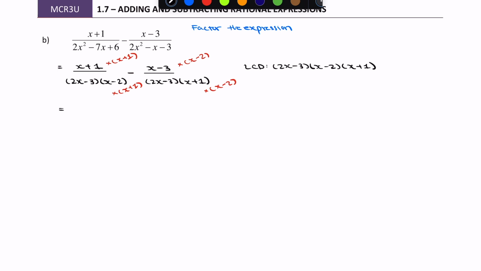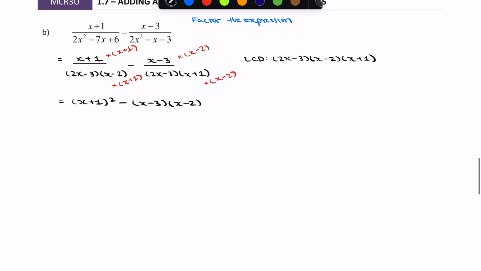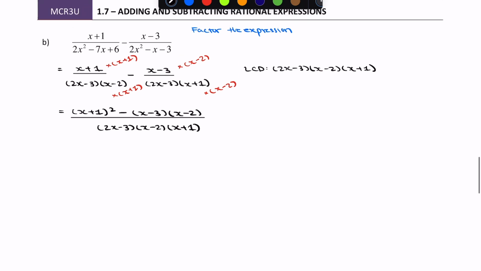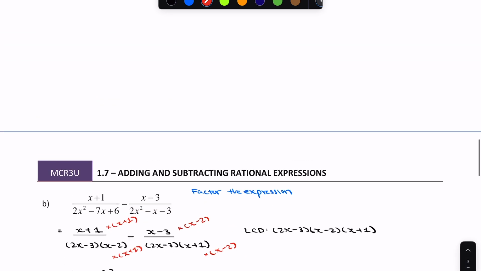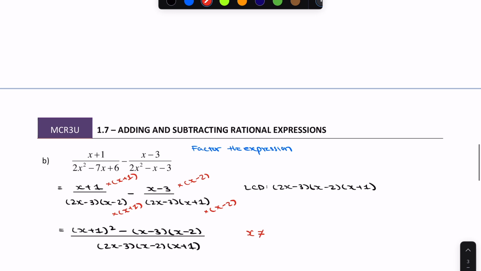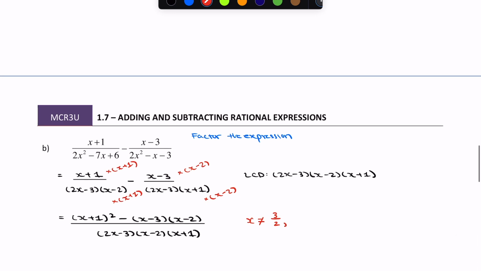So we can rewrite this as x plus 1 times x plus 1, which would be x plus 1 squared, minus x minus 3, x minus 2. And that's all over the lowest common denominator of 2x minus 3, x minus 2, x plus 1. Okay, so here we can write our restrictions. So again, x cannot be equal to 3 over 2, x cannot be equal to 2, and x cannot be equal to negative 1.